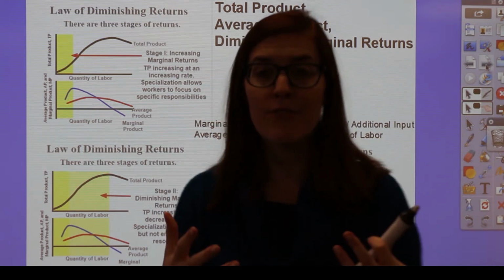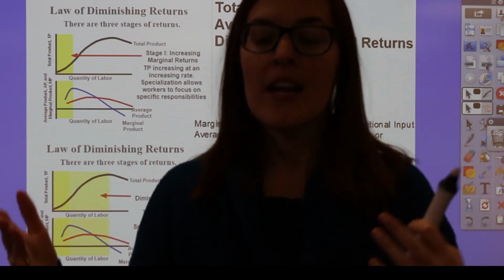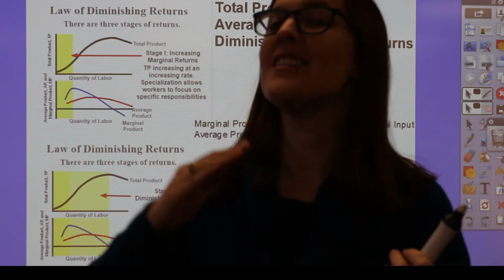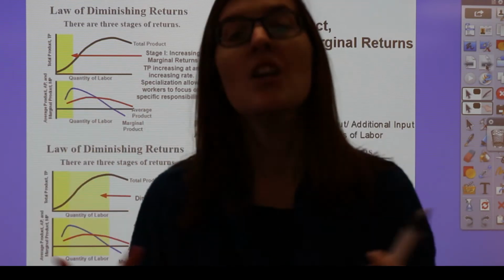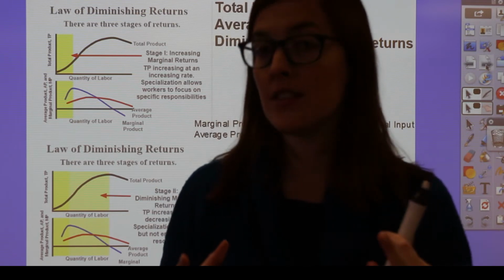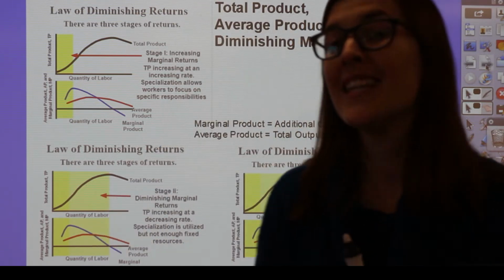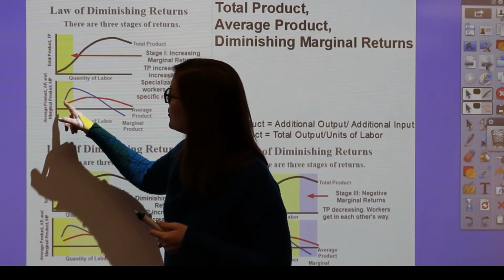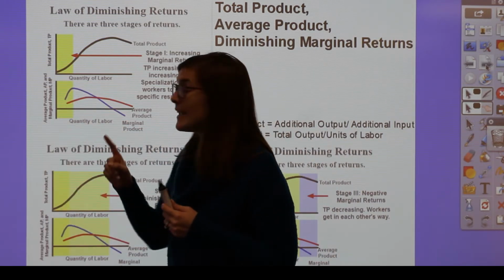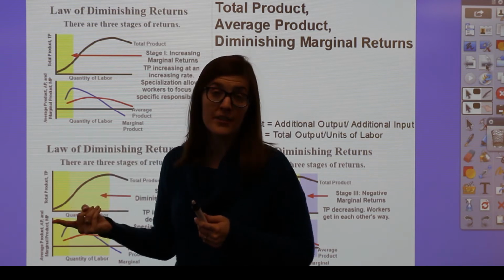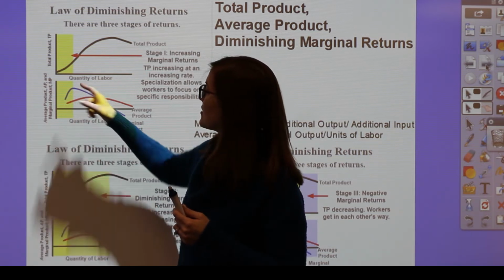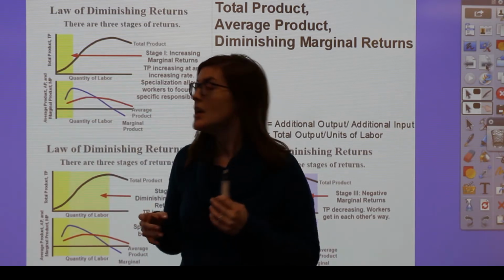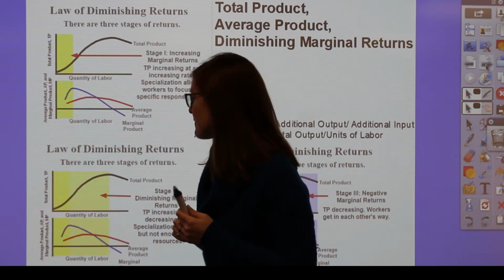Average product is the average as I add more labor that the workers are contributing. And marginal is how much each additional worker is contributing. So we can look at these scenarios on this graph. The first example is called increasing marginal returns. This is where each new unit of labor is bringing in a larger quantity than the previous. So that's why my marginal product is increasing and my total product is increasing at a steep rate. And average is increasing as well there.